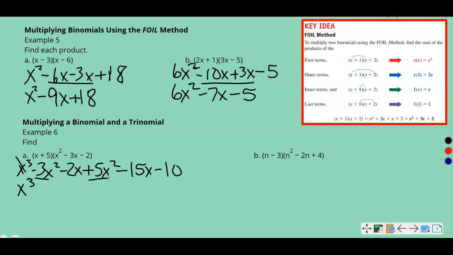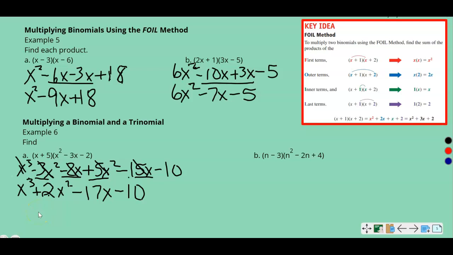-3 plus 5 is plus 2x squared. Then I have -2x and -15x, which makes -17x. And then bring down my -10. All right, so this would be a third degree polynomial with 1, 2, 3, 4 terms. The leading coefficient is 1. That's just a little recap of things we've learned in this lesson.